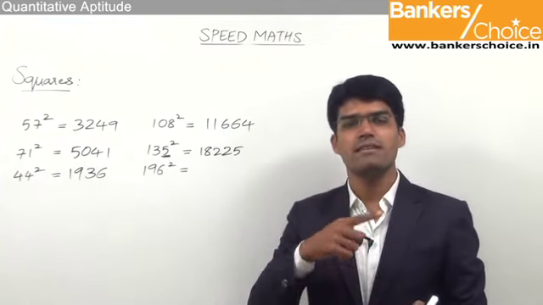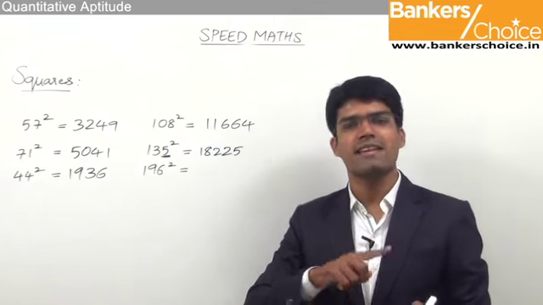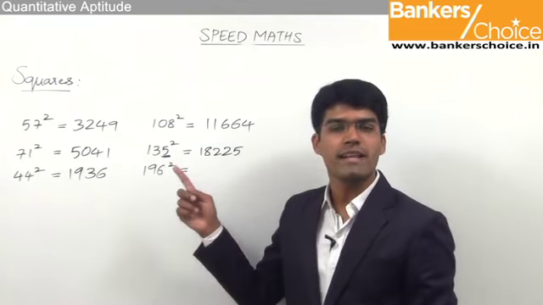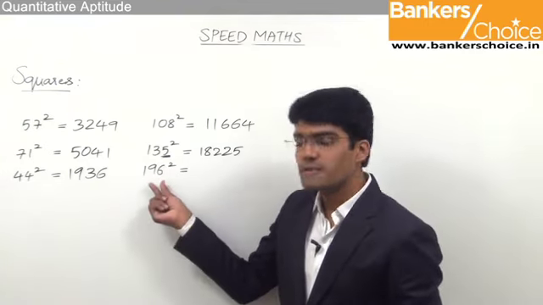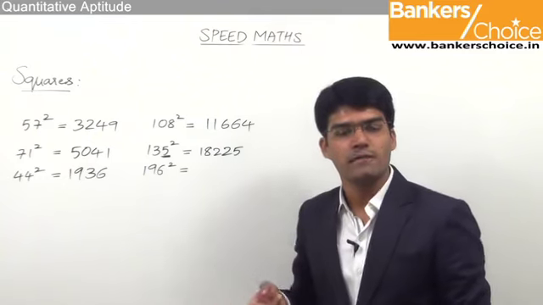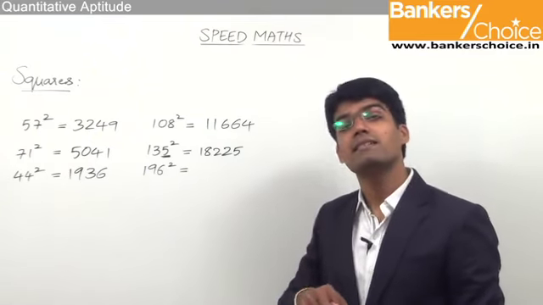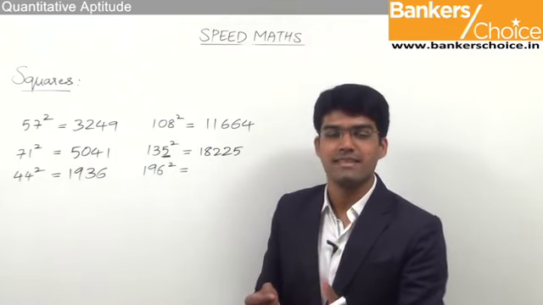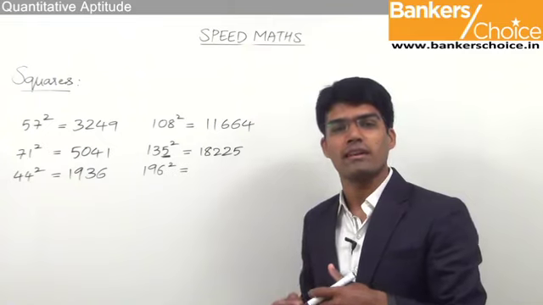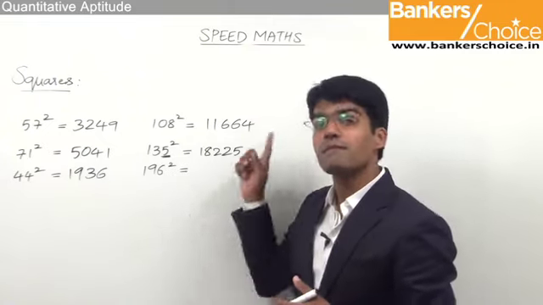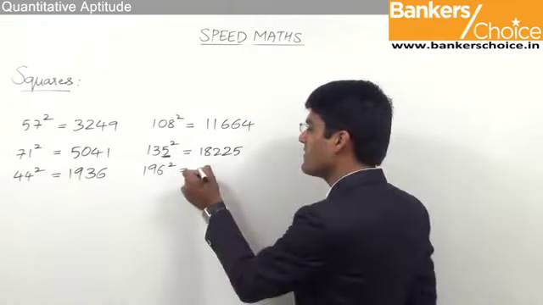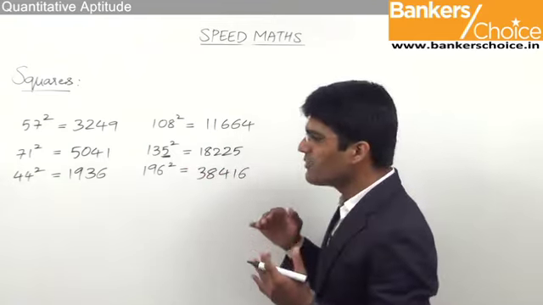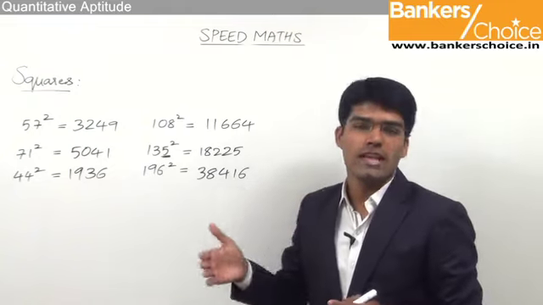When the base is 50, we take x into 100. When the base is 100, we take 2x into 100. When the base is 150, 3x into 100. So when the base is 200, it should be taken as 4x into 100. So minus 4 should be taken 4 times. Minus 4 into 4, minus 16. Minus 1600. So the first term is 40,000. The second term is minus 1600. This gives us 38,400. 38,400 plus 4 square, that is 16. So the answer here will be 38,416.